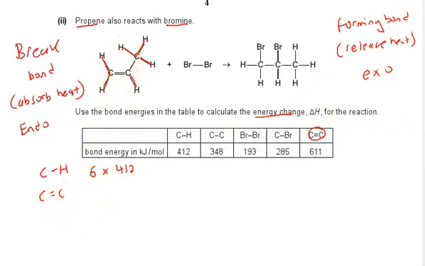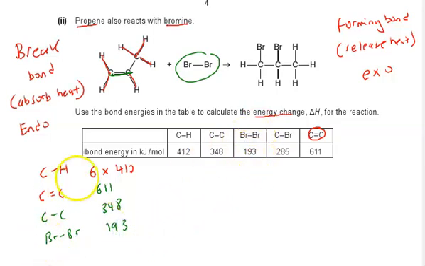All right, only one. Let me change the color here. So we have 611. Now we have a single bond of C and C, which is 348. And then, not forgetting this one, we have bromine. Bromine bonding, if you want to break it, you need 193. This is under the category where you break the bond, you absorb heat, so it is called endo.